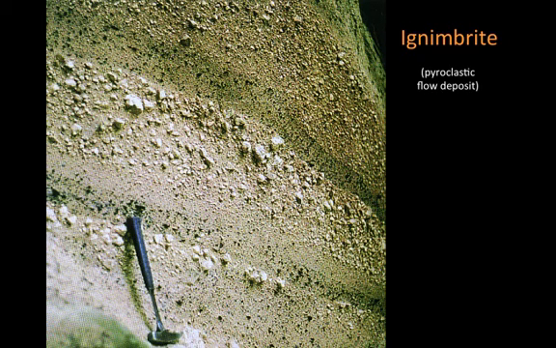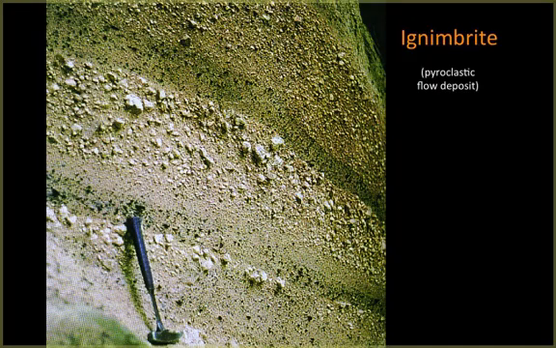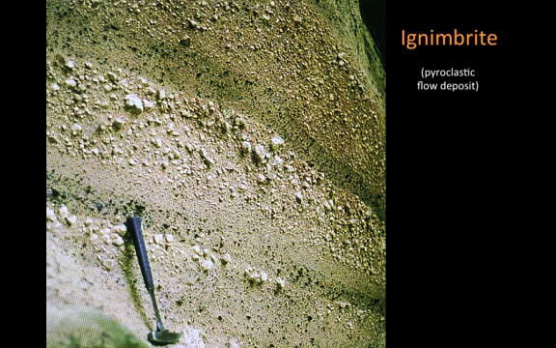A pyroclastic flow, if it is deposited and consolidated, we call an ignimbrite. You see a variation from coarser material to finer material that gets deposited as the ignimbrite flows downhill and is deposited on the slope.